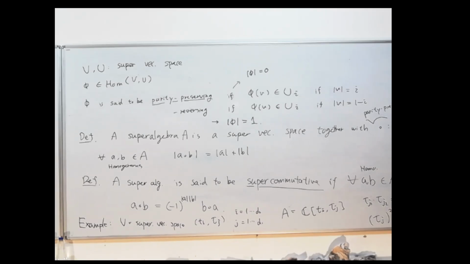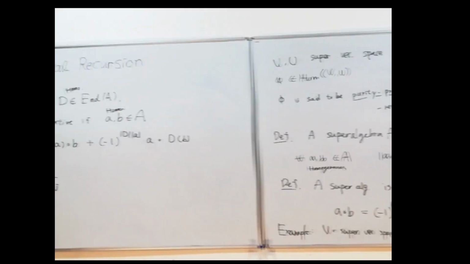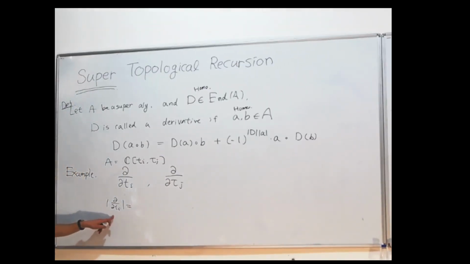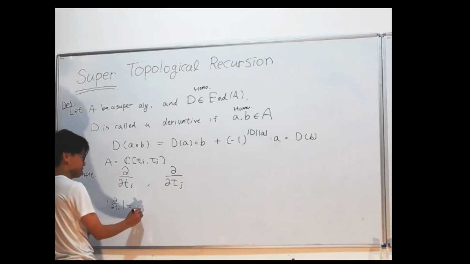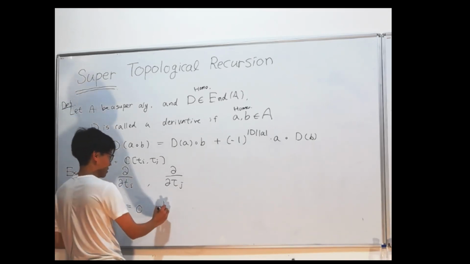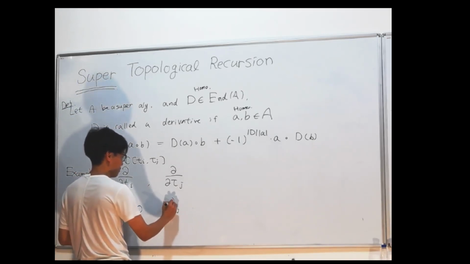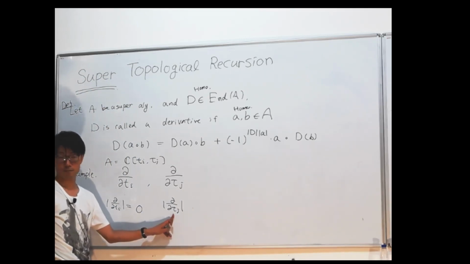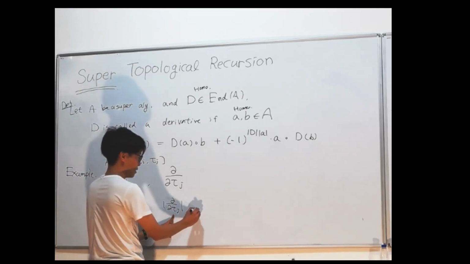And in particular, the parity of d by dti is the parity of this derivative operator. This is 0. And then the parity of, so this is odd coordinates, I define this to be 1.